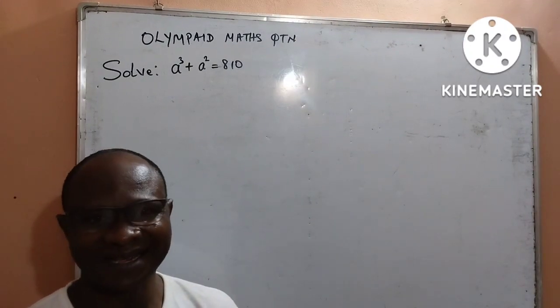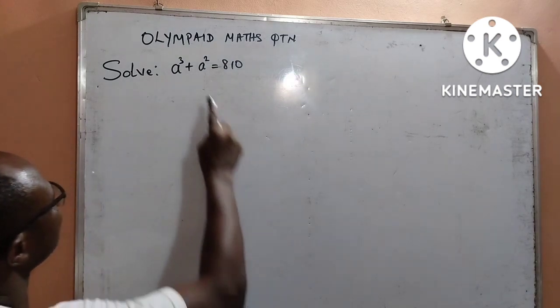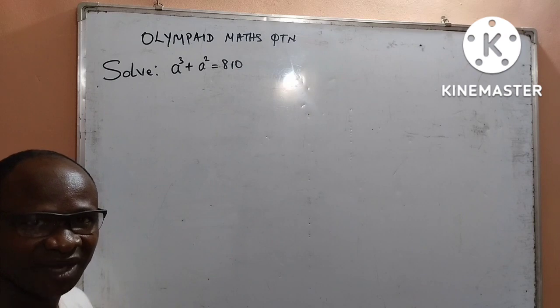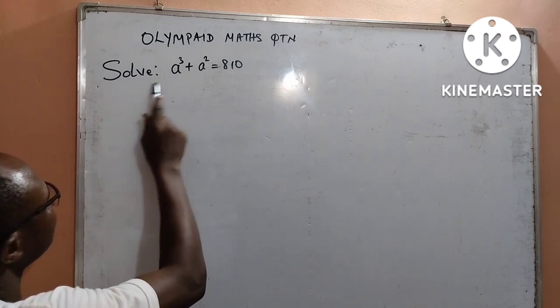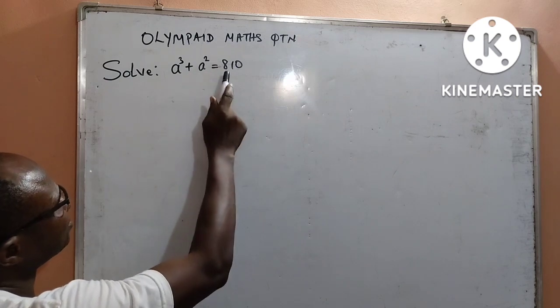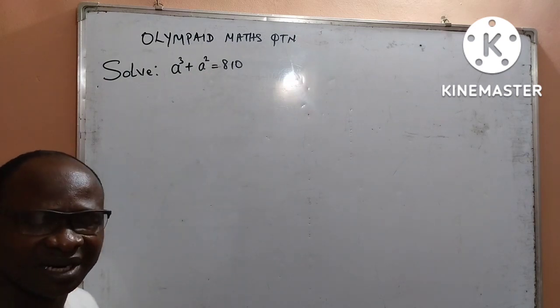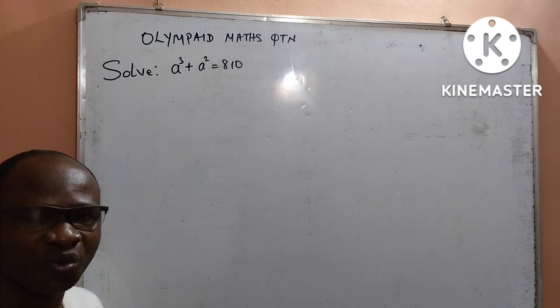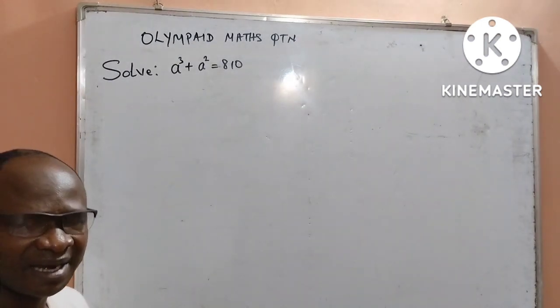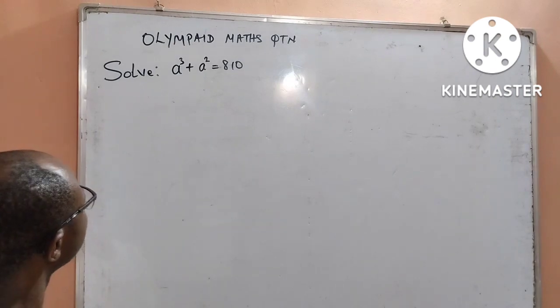In today's math class, we shall be solving an Olympiad math question. We are given to solve a to power 3 plus a to power 2 equal to 810. I want you to watch this video to the end. You will learn something. Let us dive in.